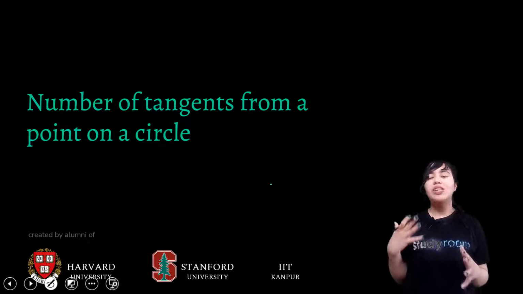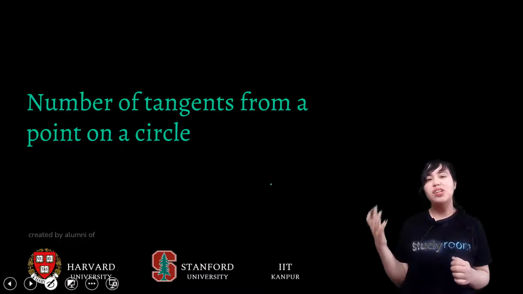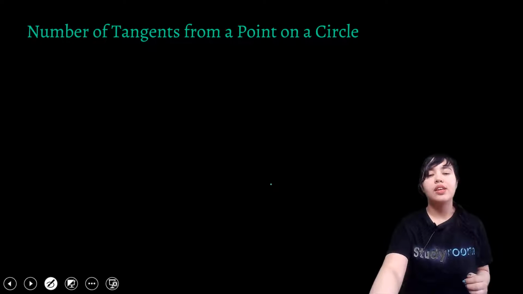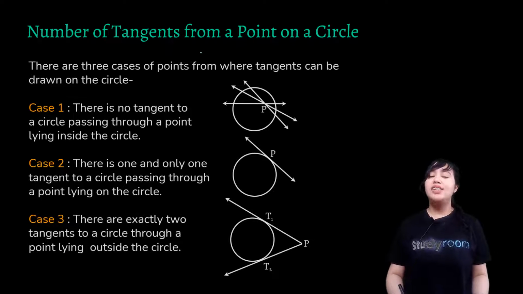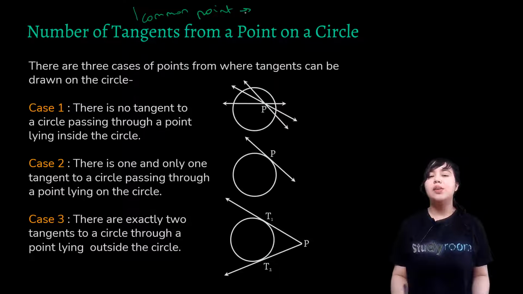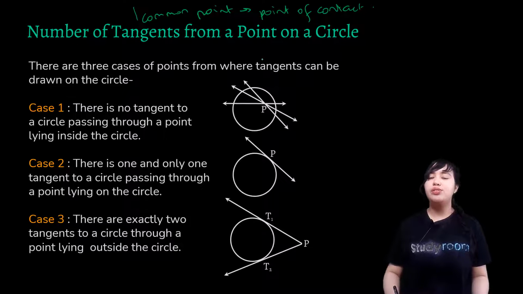Then we have how many tangents can we have from a point on a circle. So again, what does a tangent mean? How many common points? One common point. What do we call that common point? The point of contact. So here there are three possibilities if you want to understand the number of tangents.